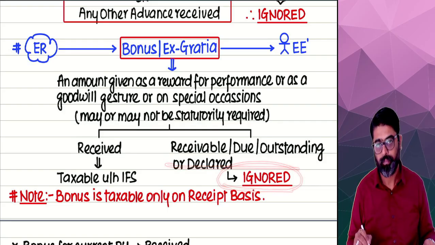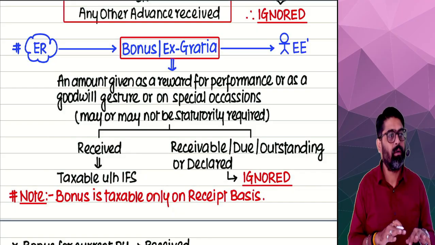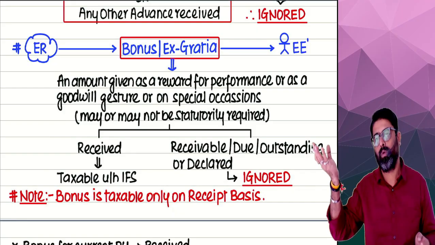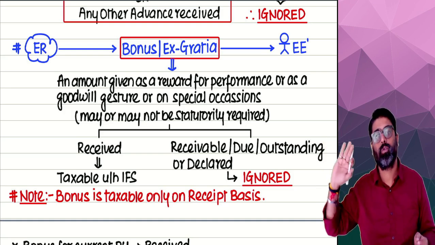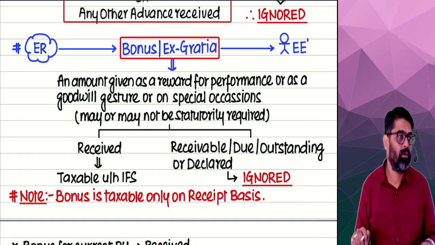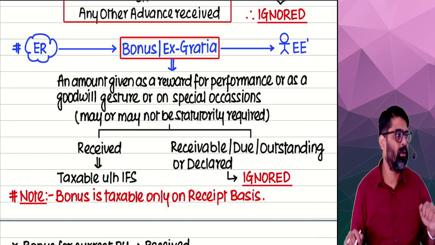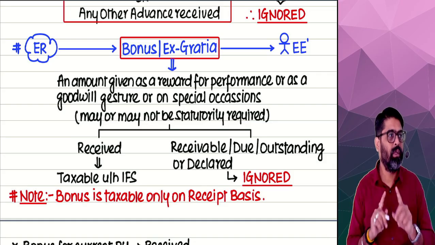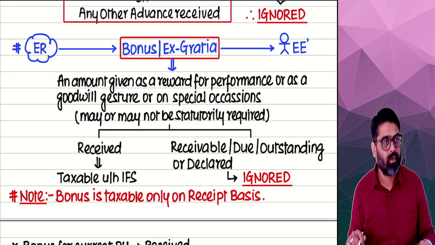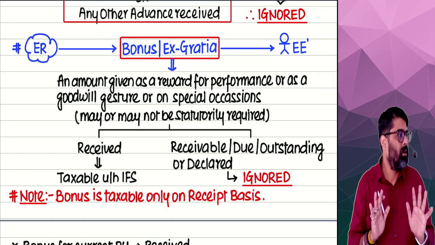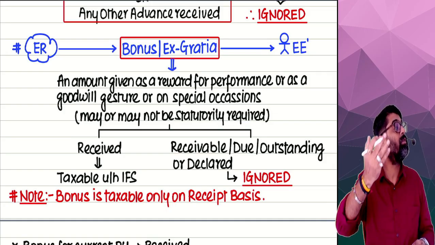Ignore it. Now see, this year you are receiving bonus for this year, and last year's bonus, which was announced but not given last year, is also given this year. So which year's bonus will be taxable in this year? Only this year's bonus, or both years' bonus? Because it is taxable on what basis? Receipt. So don't check for which year the bonus was given.